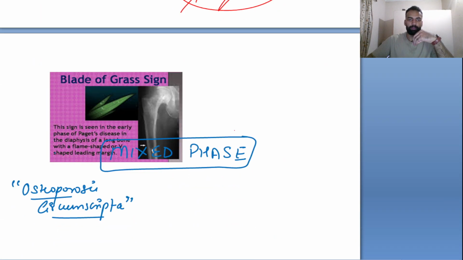Now there is blade of grass sign also, which is again seen in the lytic phase. So this sign is seen in early phases of Paget's disease, basically the lytic phase, in the diaphysis of long bone with a flame-shaped or V-shaped leading margin. So you have to just see the image and give the answer.